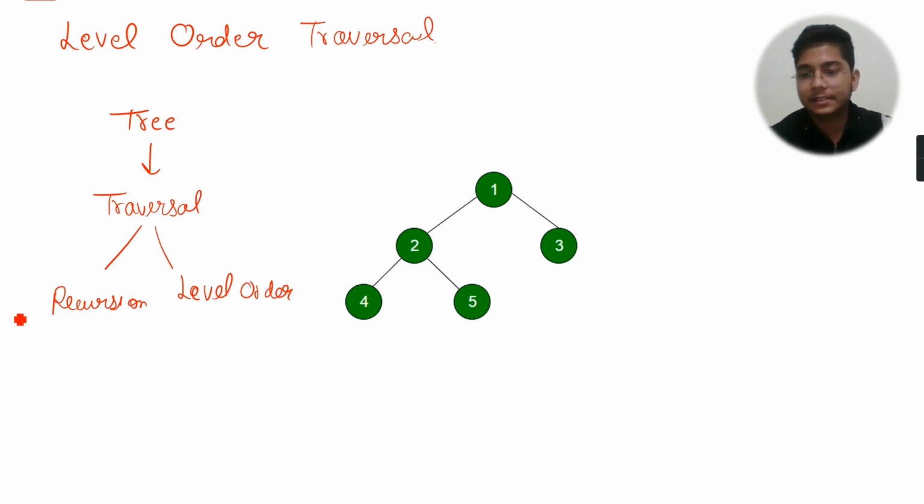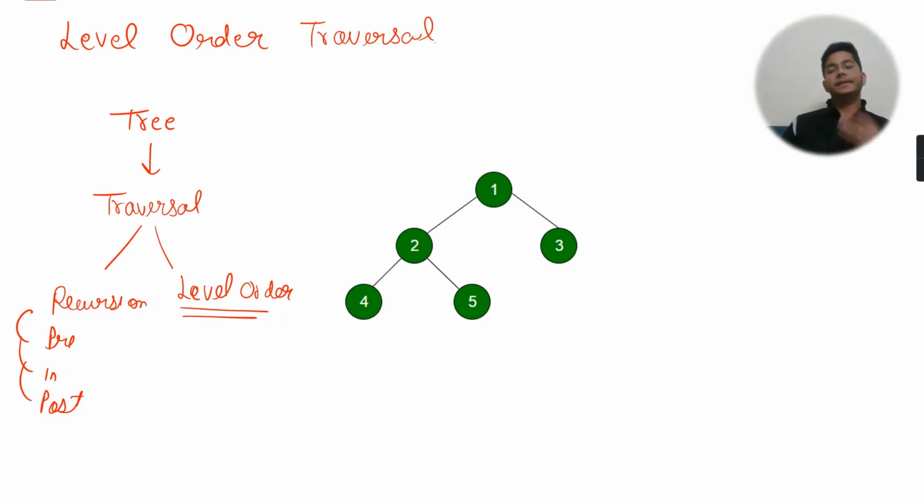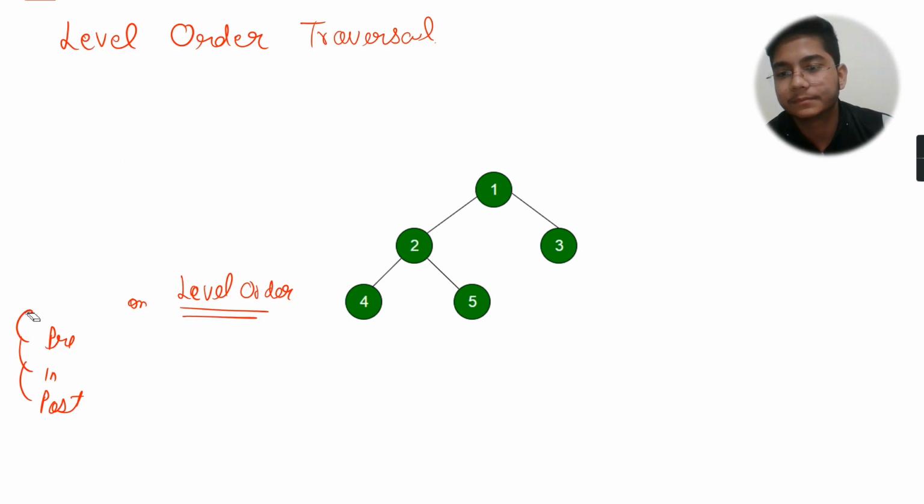In recursion we are having three: pre, in, and post. While in level order we have the level order traversal, and there are some variations in it. With the help of it, I will make a video in which I will try to do top view of a binary tree, left view, right view, bottom view, and a lot more things. So we will be doing that. In this video we will be discussing what is the level order traversal.